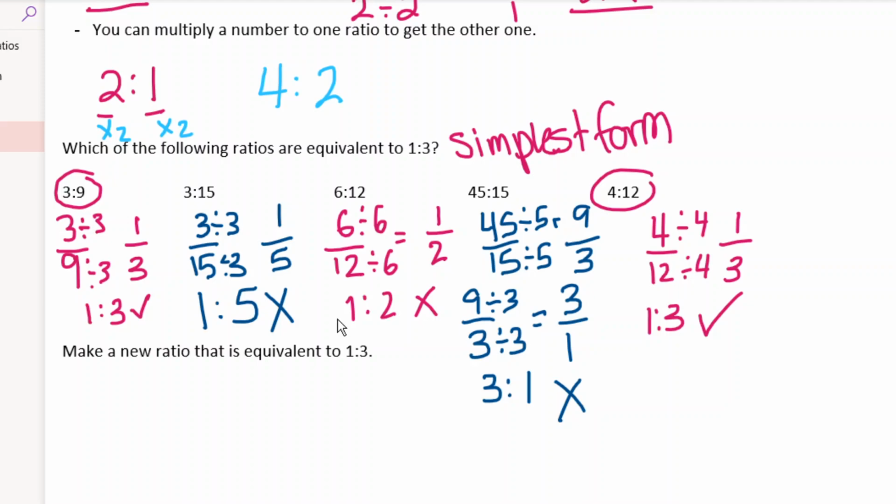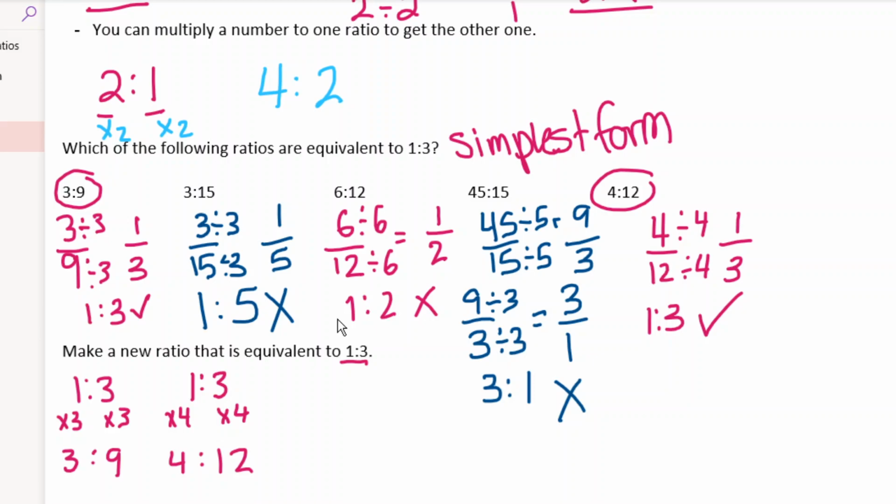All right. Next, we've got a different type of question here, and it says make a new ratio that is equivalent to 1-3. We already know 2 of them. We know 3-9 and 4-12. Now, we would get 3-9 by multiplying 1-3 by 3. That gives you 3-9. And we would get 4-12 by multiplying it by 4. Right? 1 times 4 is 4, 3 times 4 is 12.